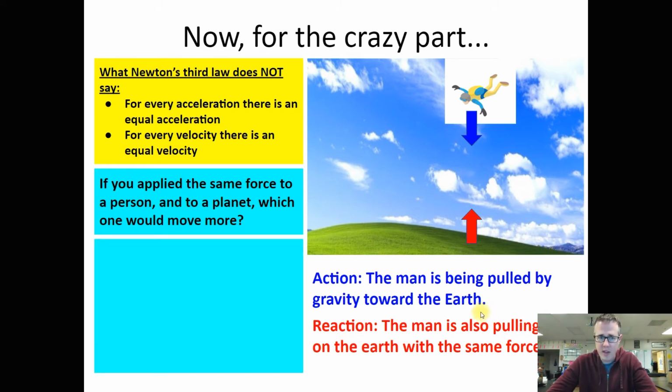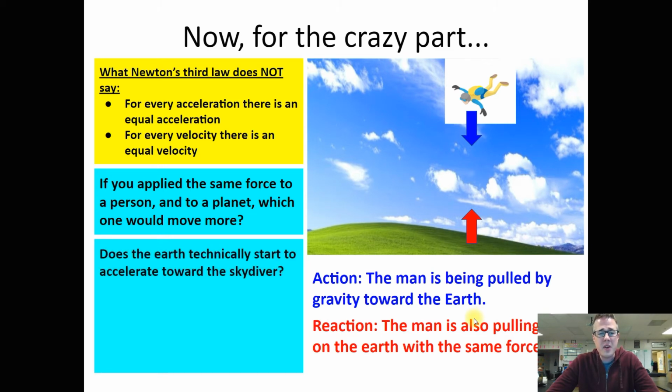We just got done with Newton's second law, and that's what it's all about. So if those two objects, the skydiver and the Earth, are receiving the same force, let's apply it to Newton's second law. Does the Earth technically start to accelerate towards the skydiver? Yes. Since there is this reaction arrow pulling up on the Earth, there's a little bit of force being applied to the Earth, but a little bit of force applied to a great big object means a ridiculously teeny tiny amount of acceleration. But technically, the Earth is accelerating up to meet the man.